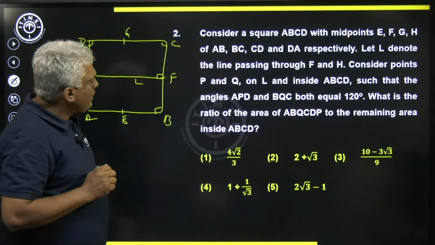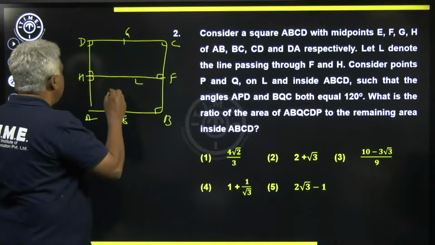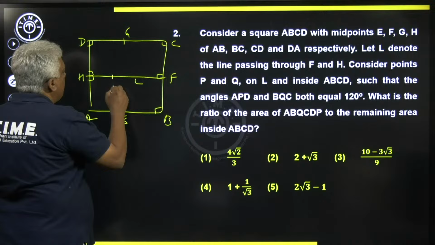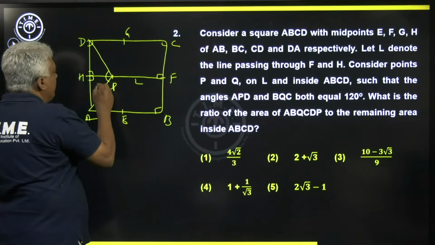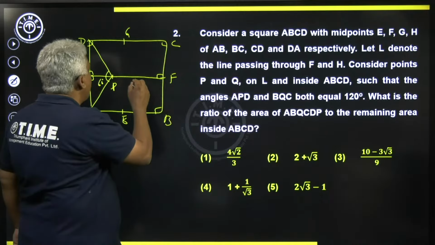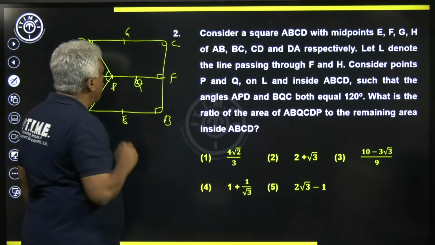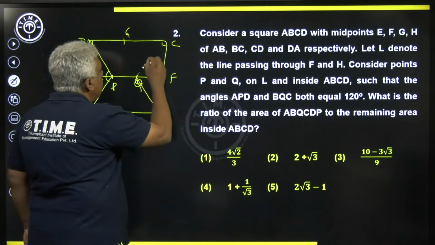P and Q are two points such that angle APD, with P somewhere here, is 60 degrees in total. And there is another point Q here, and angle BQC is also 60 degrees. Sorry, this is 120.